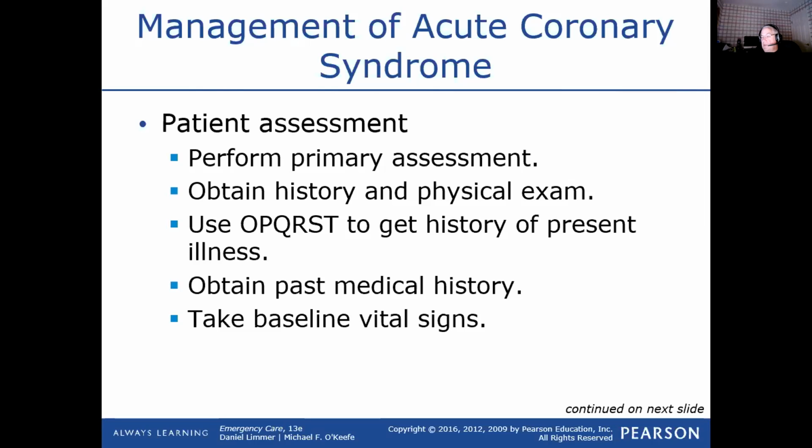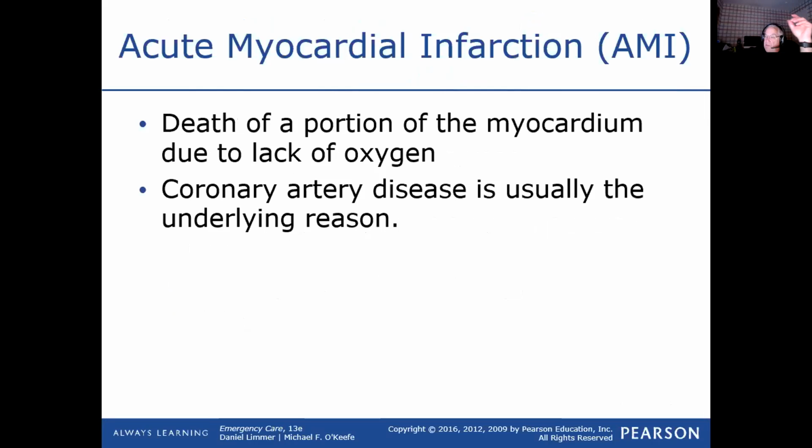Okay, so again, we ask if there's any past medical history, and get your baseline set of vitals. Remember on the test, they're going to ask you what is the purpose of the baseline set of vitals, and that's your first set that you use to compare other sets to see if there's a difference when you take your second and third and fourth. Did it get better or did it get worse?